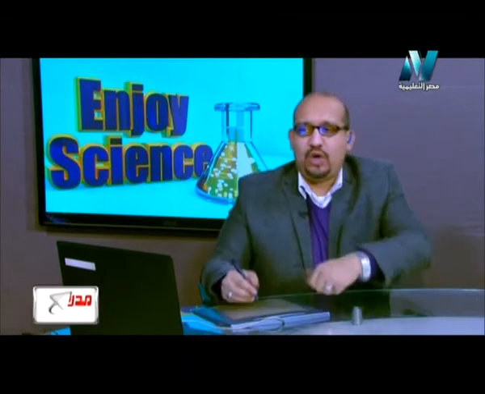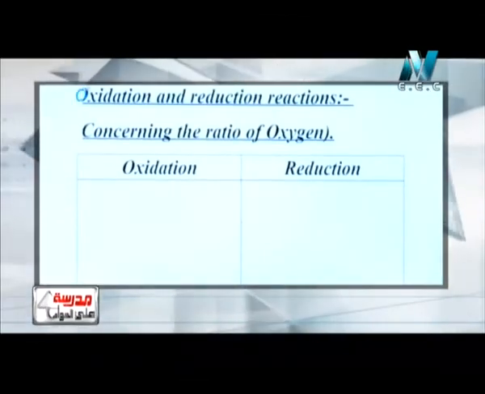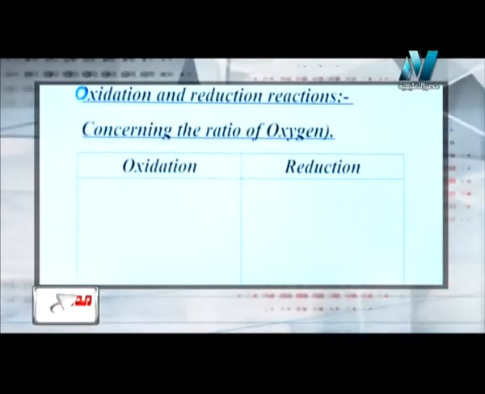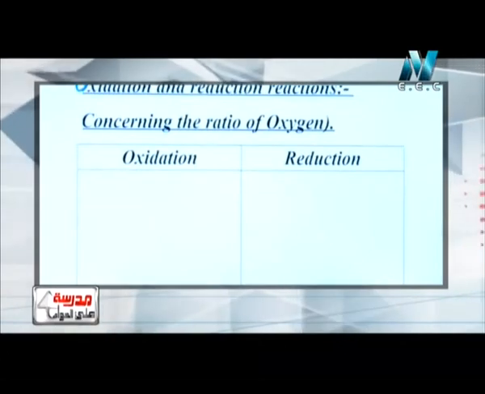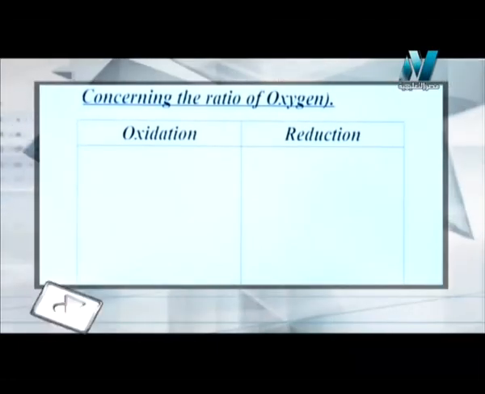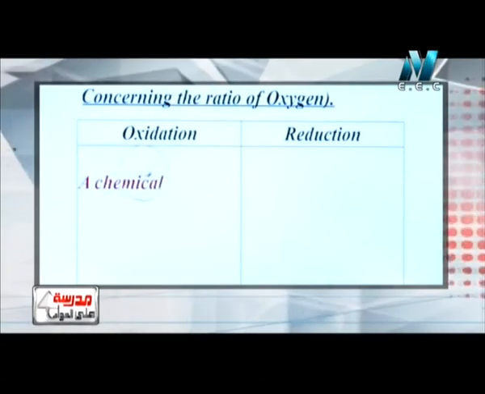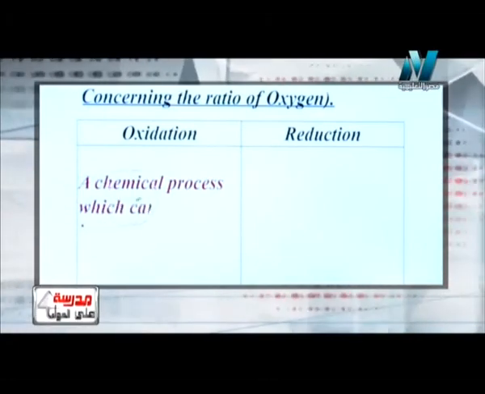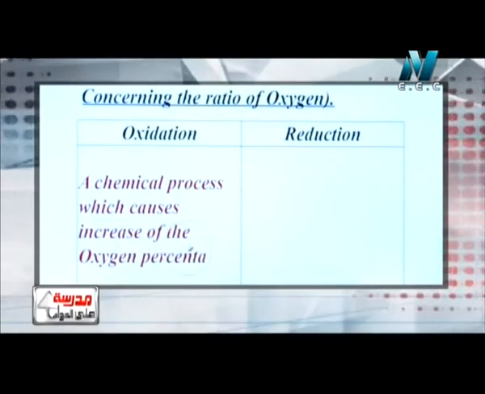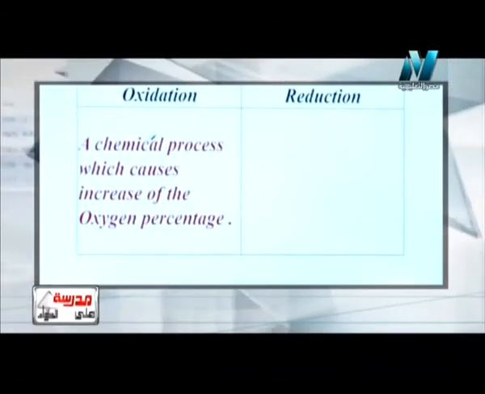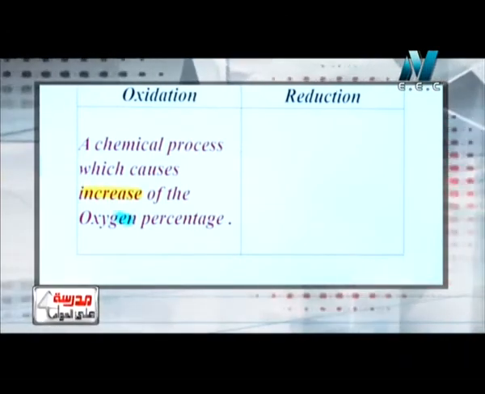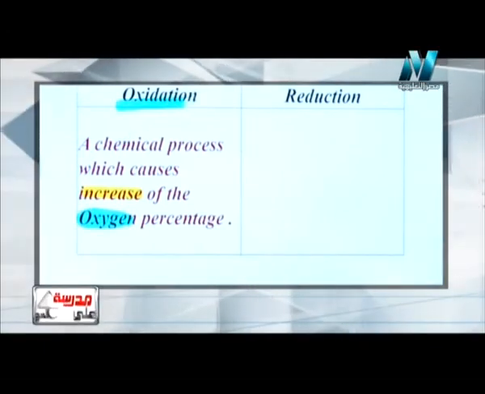So, dear students, we have oxidation and reduction reactions concerning the ratio of oxygen. We have another definition of oxidation and reduction. Oxidation is a chemical process which causes an increase of the oxygen percentage or ratio in a substance. So we increase the percentage or ratio of oxygen in the substance as we talk about oxidation.